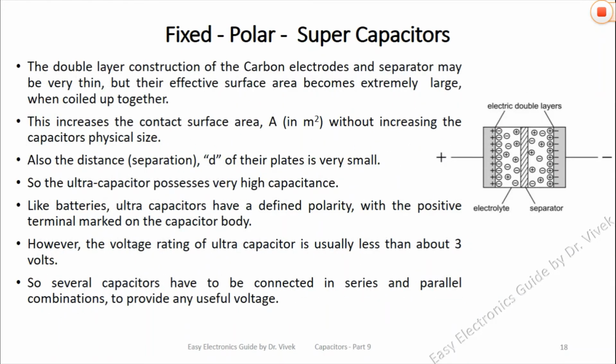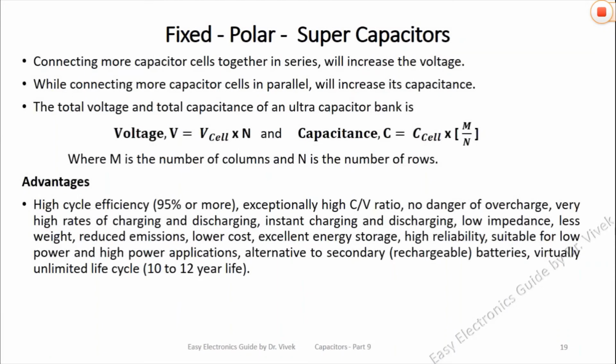The supercapacitor possesses a very high capacitance because of mainly two reasons. The double layer construction of the carbon electrodes and the separator makes the effective surface area of the supercapacitor larger without increasing the capacitor's physical size. Also, the distance of their plates is very small. Connecting more capacitor cells together in series will increase the voltage, while connecting them in parallel will increase the capacitance.